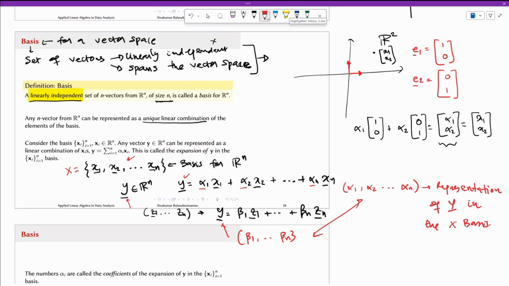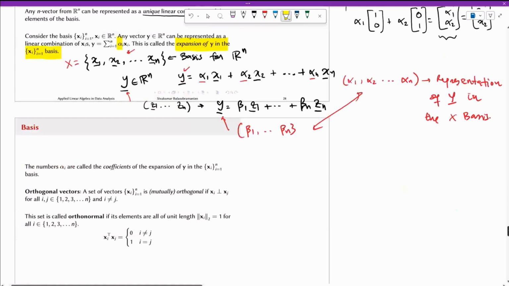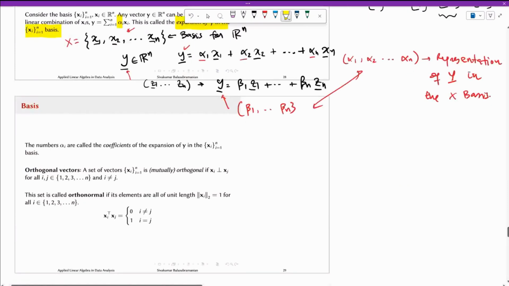So that's what I've written down here. These numbers alpha 1 to alpha n can be thought of as the expansion of y in the x basis, or the representation of y in the x basis. So you in fact have an infinite number of bases.